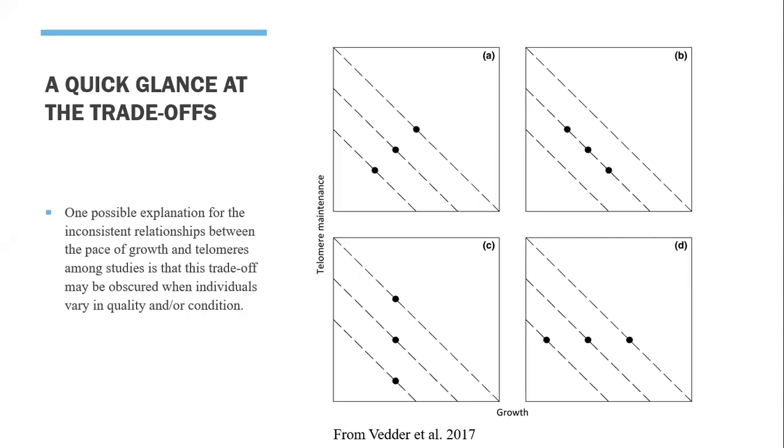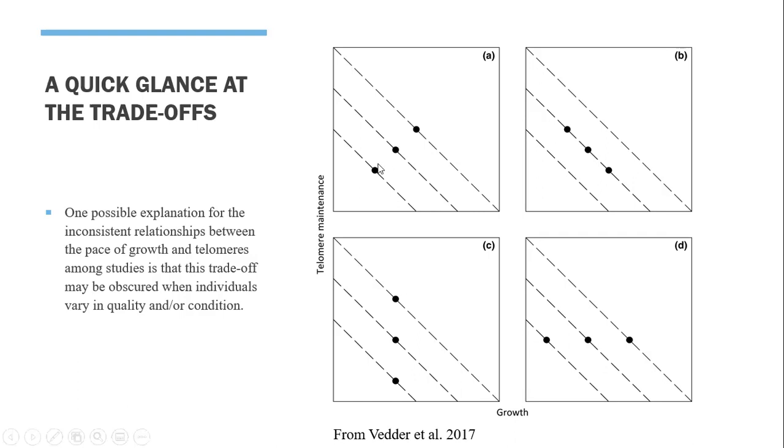One of the ways that we could potentially explain this is that the inconsistent relationship between pace of growth and telomeres among the different studies that I've shown so far may be because of individual quality and conditions, and the relationship may be obscured when there is individual variation. For example, if we look at this graph here, on the y-axis there's telomere maintenance, and on the x-axis, growth. The dotted lines going from 1, 2, and 3 are the allocation of resources, and the dots are acquisition.